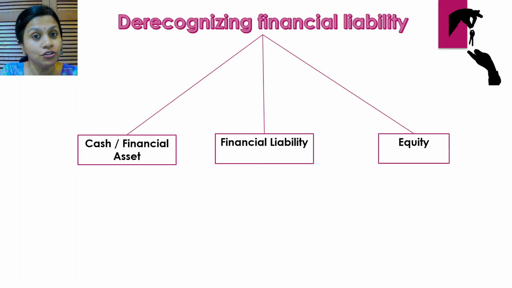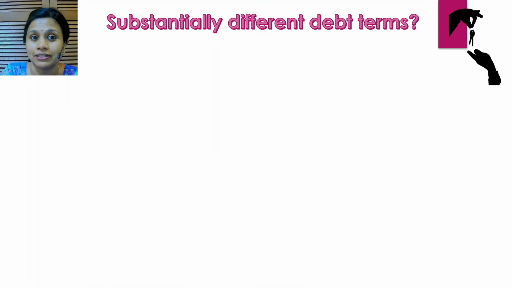While giving a new debt instrument in place of an existing liability, the IFRS requires us to assess whether this existing financial liability needs to be derecognized or should it be merely modified. Now, to make this assessment, we need to see whether the terms of the new debt are substantially different from the terms of the existing debt. How do we assess whether the terms are substantially different?